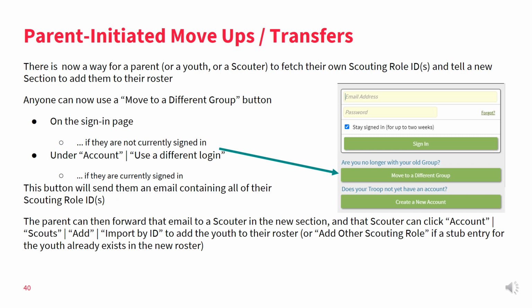Or if they already have a youth stub entry for that youth in their section, they can click on Add Other Scouting Role, which we previously discussed, and this will make sure that the binders are all blended correctly and everybody knows about everybody else's role. So this is a cool new way that parents can actually initiate a transfer.